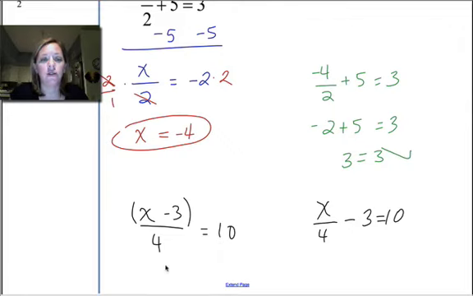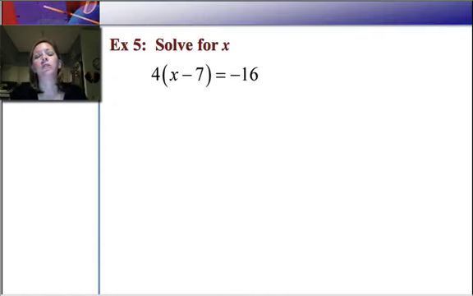Here, we undo the division first. Here, we undo the subtraction first. So pay very close attention to those two differences. Alright, so now I want to show you one other example. This equation looks complicated, but it can actually be solved in 2 steps.